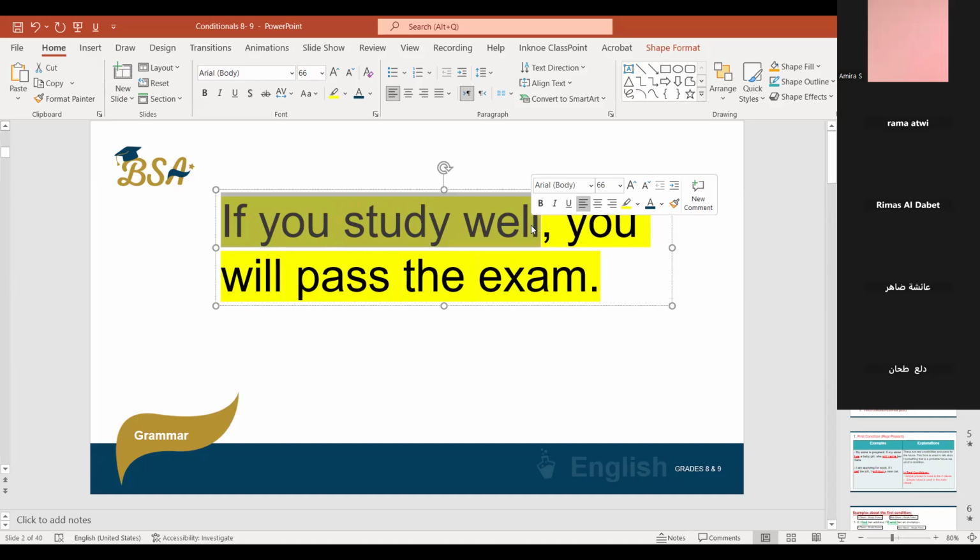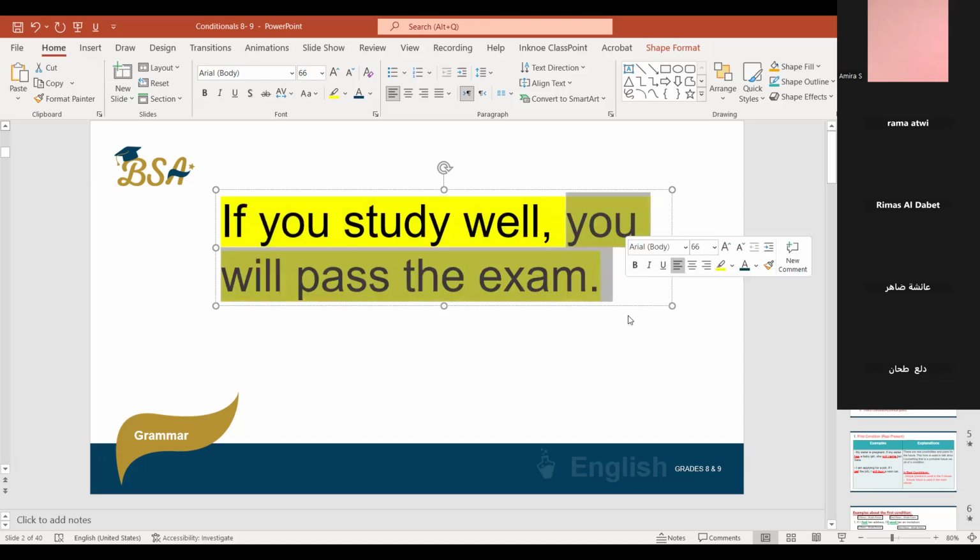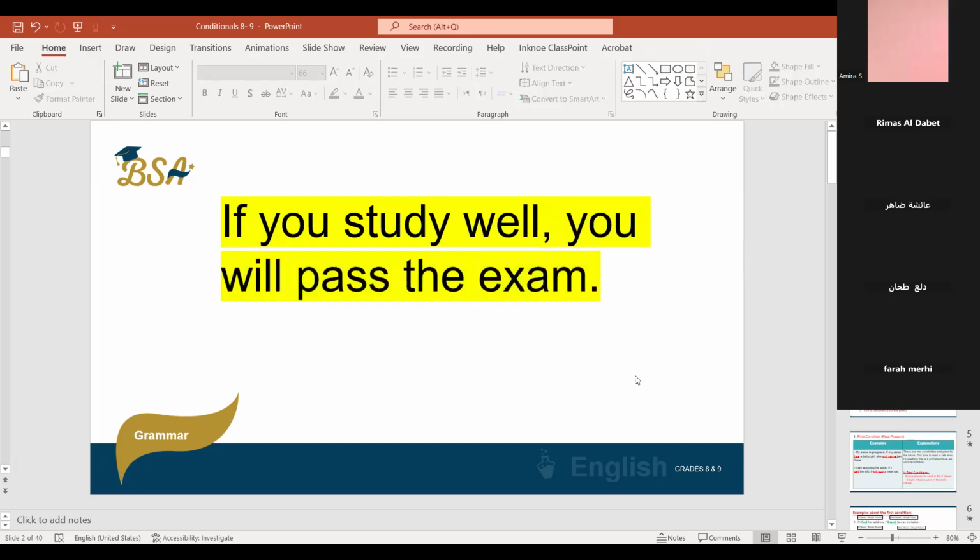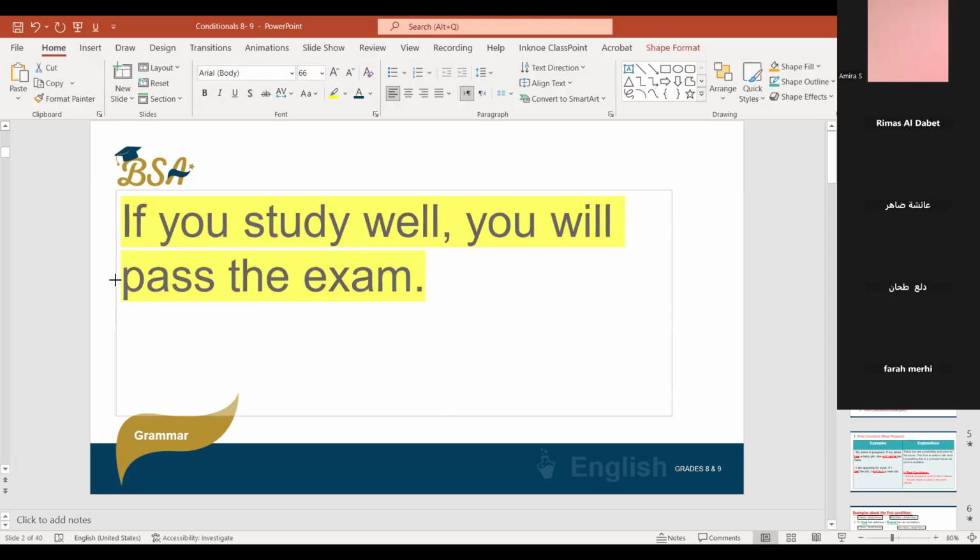What do we call the second clause? What do we call the other clause? You will pass the exam. This is the result clause. Bravo. Thank you, Aisha. Farah, where are you? Farah, I want you to switch. Start with the result clause and then write the if clause. Okay, you will pass the exam if you study well.